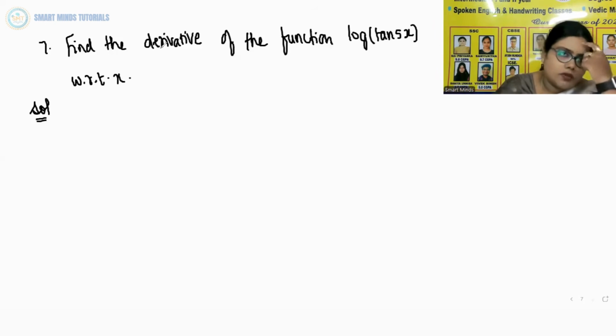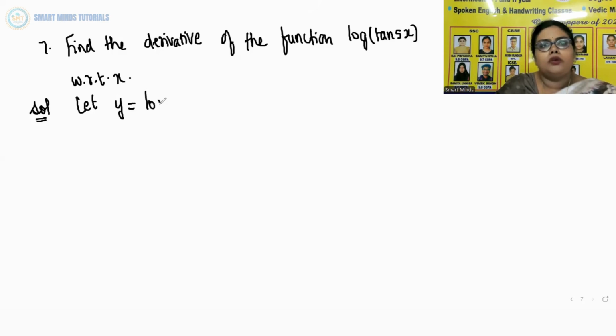Now take the next question. Find the derivative of the function log tan 5x with respect to x. So first we will assume this function as y. So let y is equal to log of tan 5x. Now you see this is not product of two functions. Inside log we have tan. Again inside tan you have 5x. So this is chain rule. Okay, one function is inside the other.